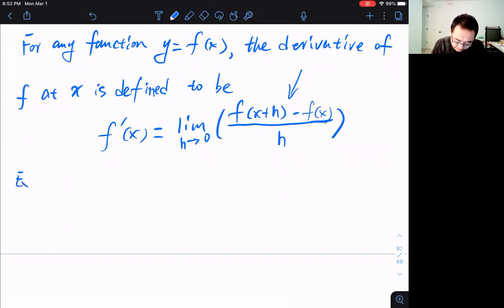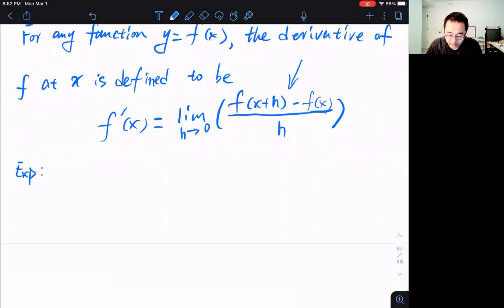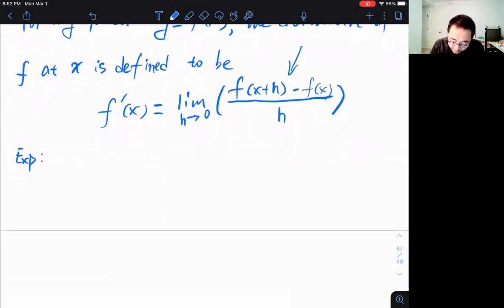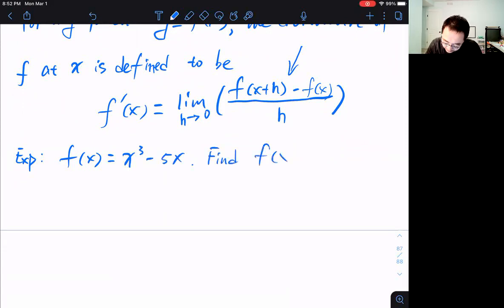Okay, so example, right? So let's say that you have f of x equals x cubed minus 5x. Then I want you to find, okay, the derivative, or f prime of x, if it exists.